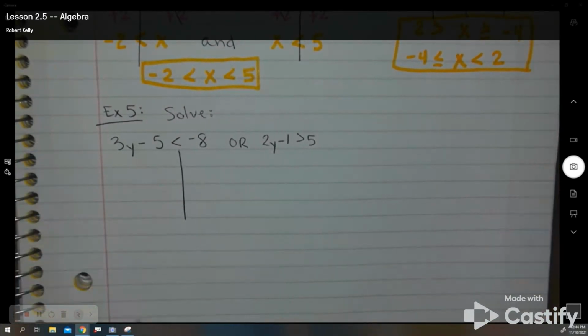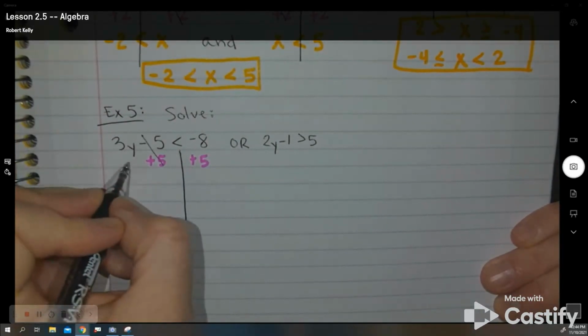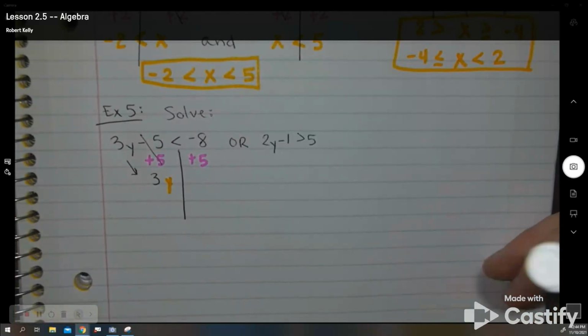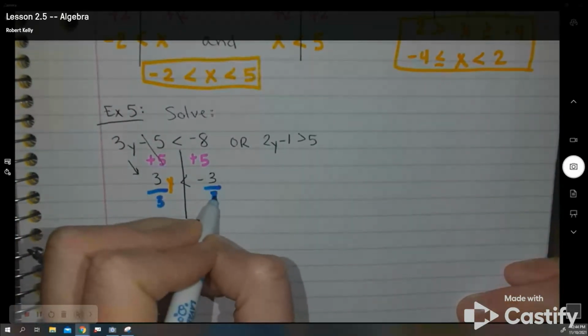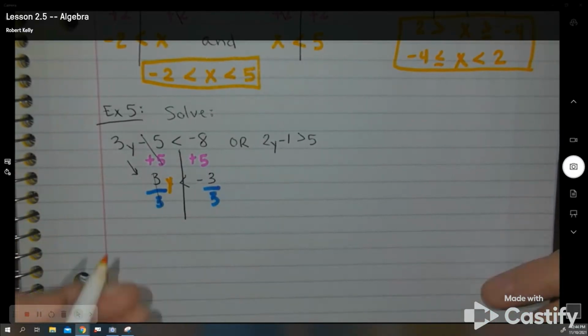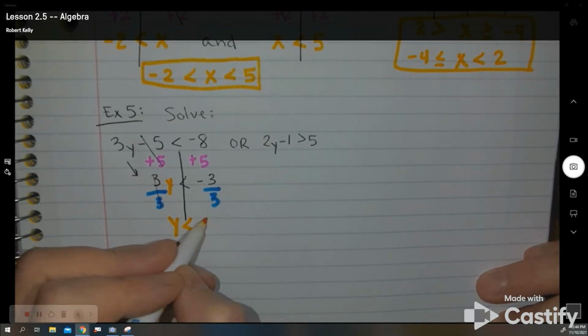So we'll start over with this one. I'm going to add 5 to both sides. So these are going to cancel. I have 3y is less than -8 plus 5 is -3. Divide by +3. 3 divided by 3 cancels. We have 1y. Nothing changes about my symbol because I divided by a positive number, so less than. -3 divided by +3 is -1.